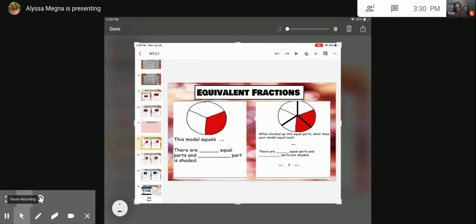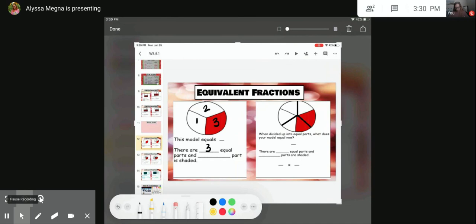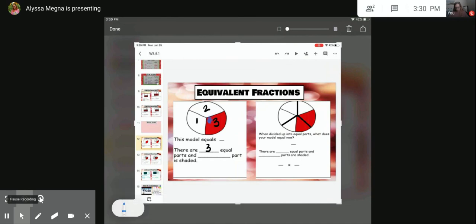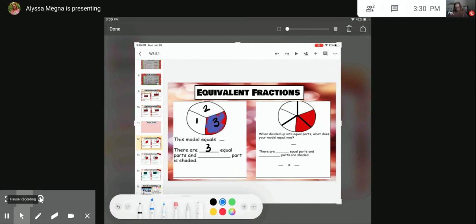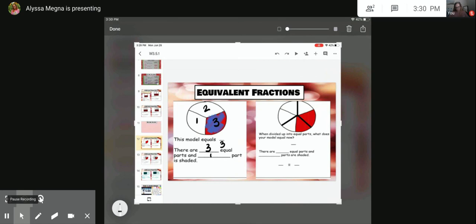So we have 1, 2, 3 parts, so 3 equal parts. And only one of those parts, we'll do that in blue, only one of those parts is shaded. So 3 equal parts and only one is shaded. So our denominator is how many pieces we have, and our numerator on top is how many pieces are shaded. So we have 1/3. So this picture right here is showing 1/3.